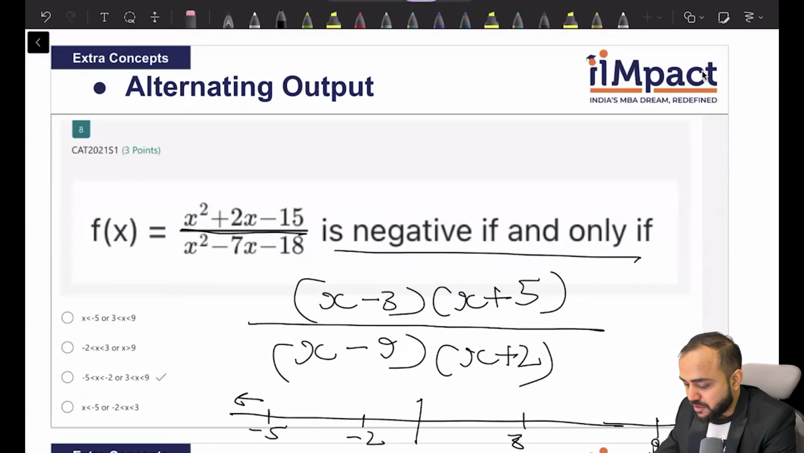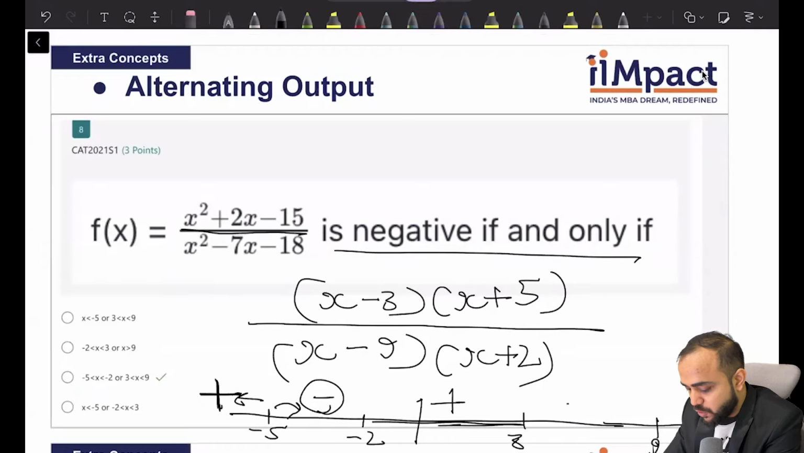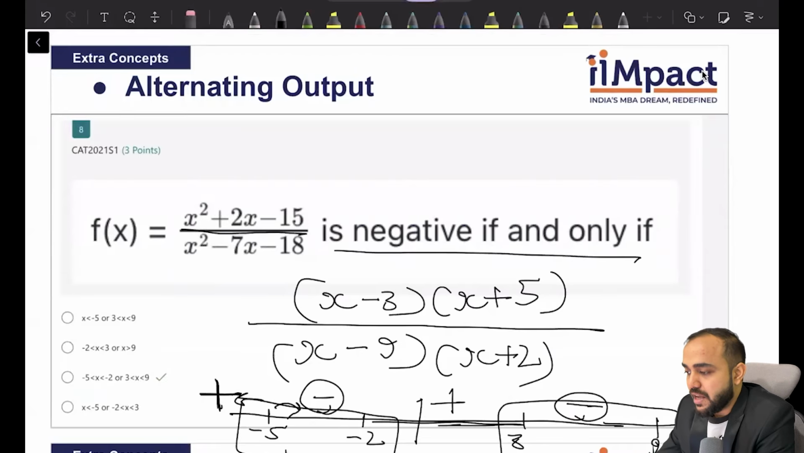Now before minus 5, all four of these would be negative. So negative into negative divided by negative into negative, which is positive by positive, which is positive. After minus 5, only one of these will change the sign. So you will become negative, then positive, then negative, and then positive. So your answer will be between minus 5 and minus 2 and between 3 and 9. So option C.